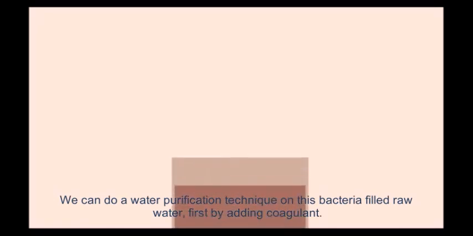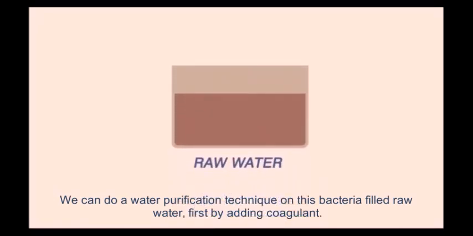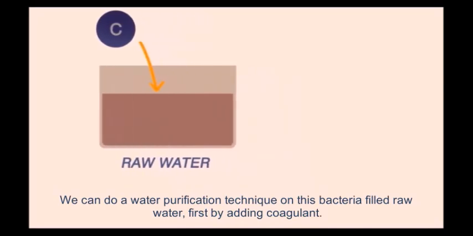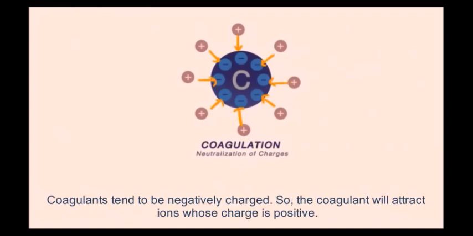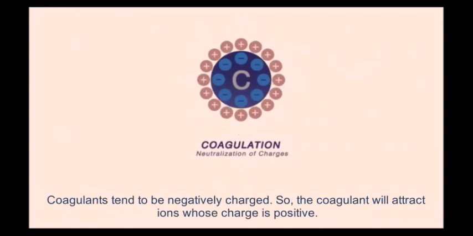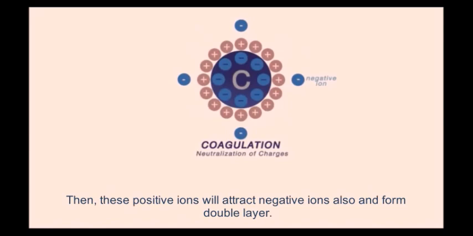We can do a water purification technique on this bacteria-filled raw water. First, by adding coagulant. It is called the coagulation process. In this process, there is a chemical reaction to clump water contaminants by adding some coagulant. Coagulants tend to be negatively charged, so the coagulant will attract ions whose charge is positive. Then, these positive ions will attract negative ions also and form a double layer.